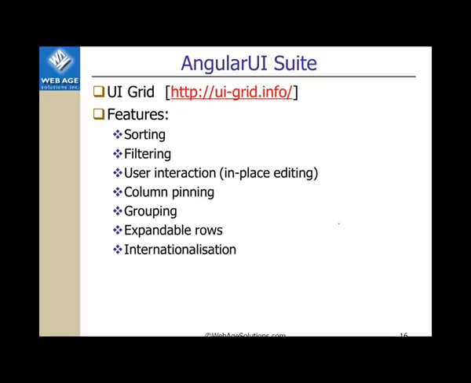So features of UI Grid are as follows. It's not an exhaustive list, but probably the more important ones. You can perform sorting of rows in a grid, in a table. You can perform filtering and in-place editing. You can pin a particular column so that it's not moving when you readjust columns. You can perform grouping, finding aggregate values, and much more. It's like a Swiss Army knife. It does everything that you might possibly want.